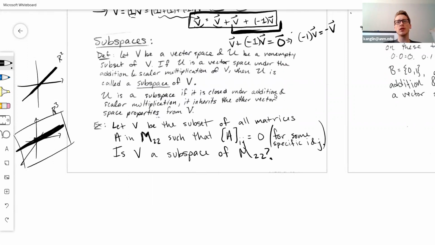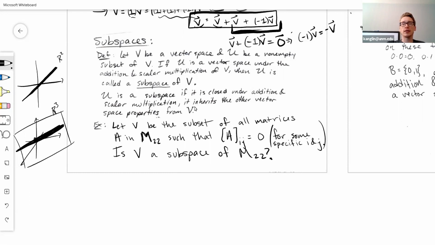U is a subspace if it is closed under addition and scalar multiplication. Automatically though, it's going to inherit all the other vector space properties from this bigger vector space V that U is contained in, right? So all we're saying is that if you already know that the elements of what you think might be a subspace are really contained in a bigger vector space V, you only actually have to check closure under addition and scalar multiplication and that the set is non-empty. It turns out it's going to inherit all the rest of those vector space properties.